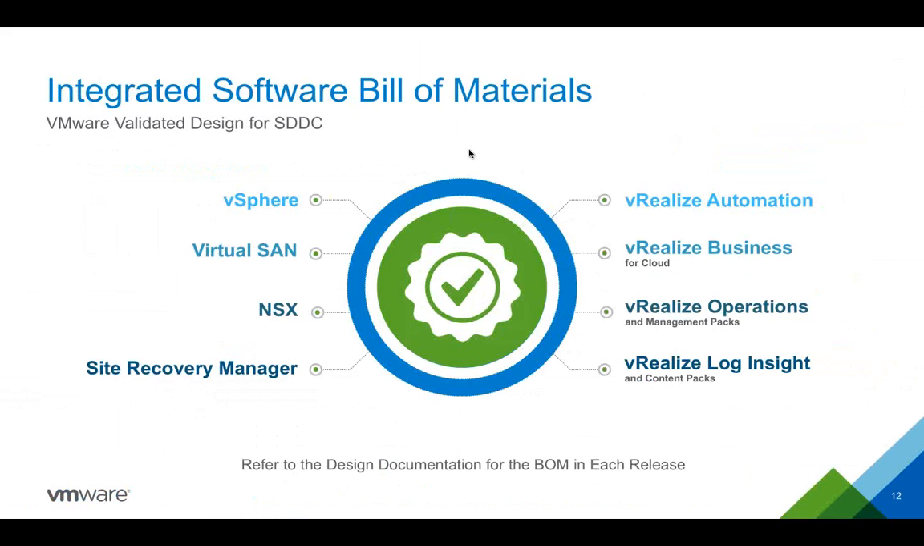So as far as what we call the software BOM, or the bill of materials, right? Each release is going to have a specific bill of materials, and the VBD for SDDC really has these 8 core components, right? They're going to be, obviously, vSphere. I should change that to say vSAN and not virtual SAN. Finally, I need to do that.